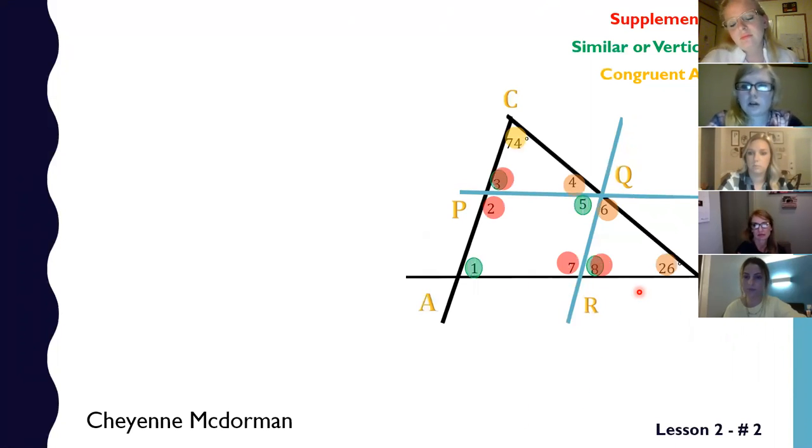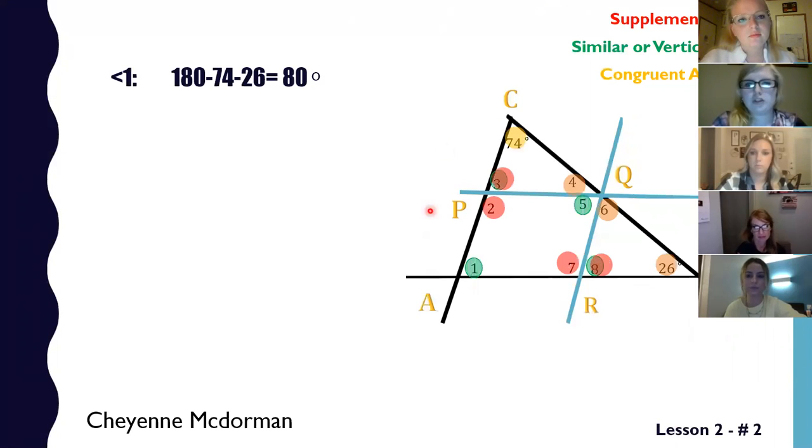So we need to look at angle 1. We're going to figure this out by looking at this whole figure as one triangle. We know that a triangle equals 180 degrees when you add up all the angles. So we're going to take 180 degrees and subtract 74 and 26, which will give us 80 degrees.